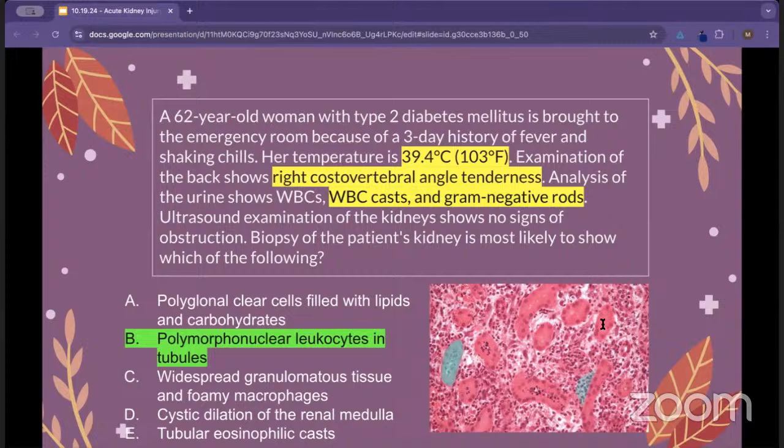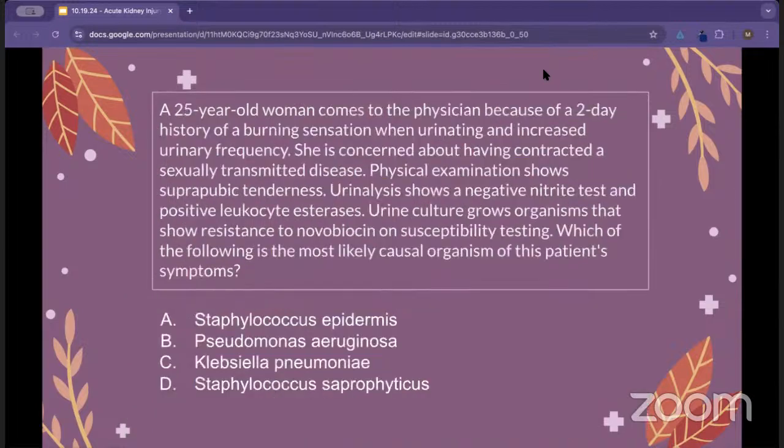And you would also see a mention of, hold on here, again, this is a 3-day history of fever. So that also kind of points you towards not a chronic pyelonephritis. Now, this is our last case study for today.